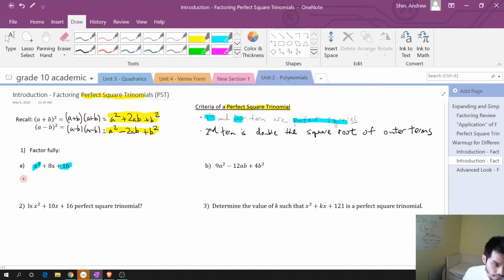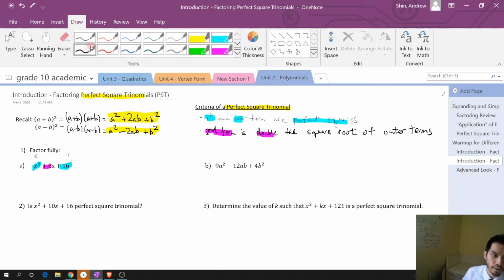So the other thing we have to double check, sorry, I keep jumping here. The second term is what we also have to check. Is that double the square root of the outside terms? So let's square root this. The square root of that is going to be 4. Square root of this is going to be x. And let's multiply this. So 4x. And let's double it, which is this part. So if we multiply 4x and double it, that gives us 8x. It is now double the square root of the outer terms.